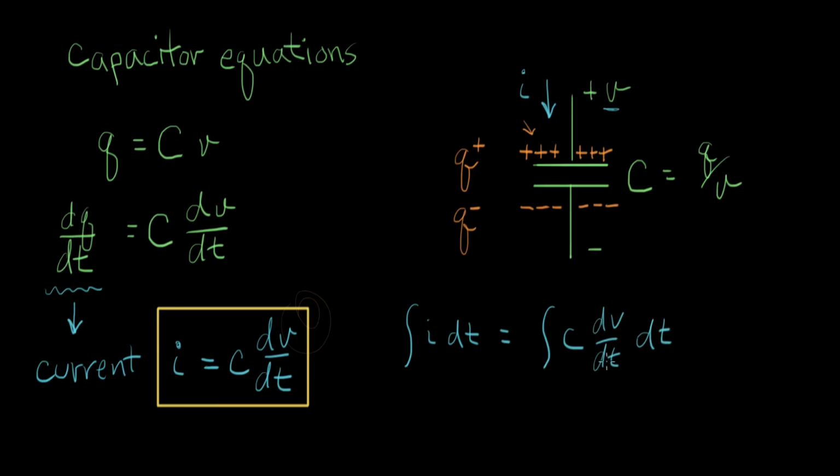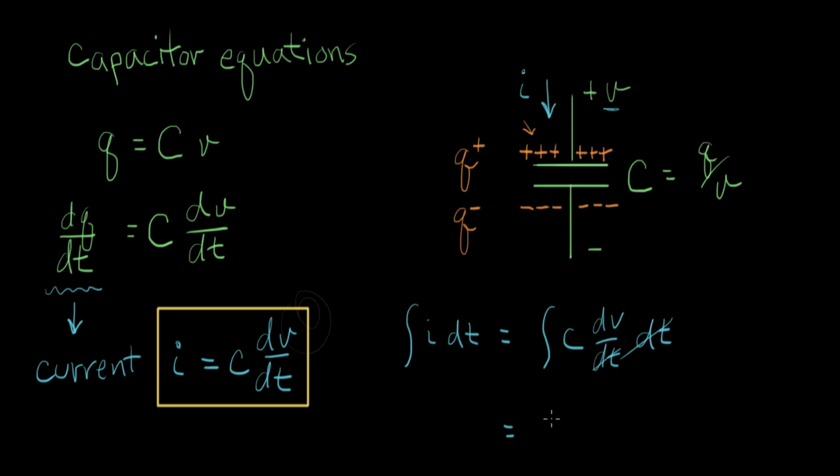And on this side, I have the integral of dV. So this looks like an antiderivative. This is an integral acting like an antiderivative. And what function has a derivative of dV? That would be just plain V.